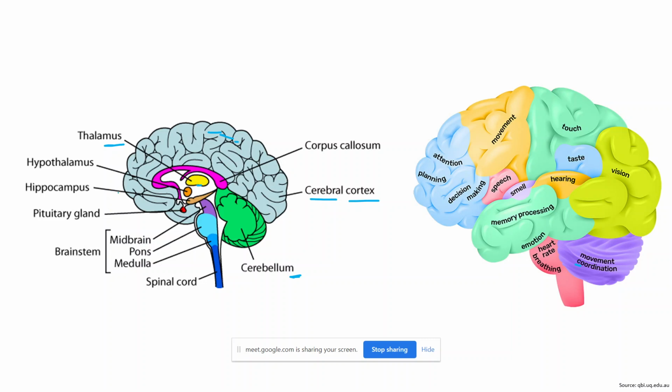Then we have the hippocampus. Now, hippocampus, which is here, and the cerebral cortex, they work together to make your memories and your thinking so that you remember everything. So here, as you can see, memory processing is done by the hippocampus. Then next here we have the hypothalamus, which is here. Your hypothalamus will govern emotions, your circadian rhythm, and again your memories.